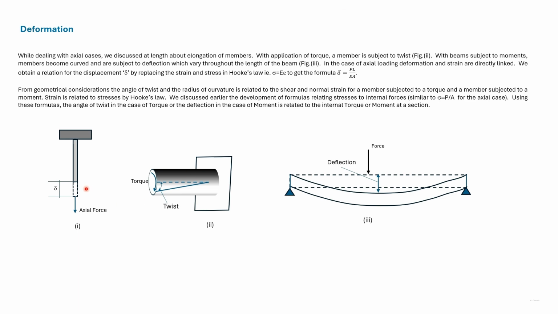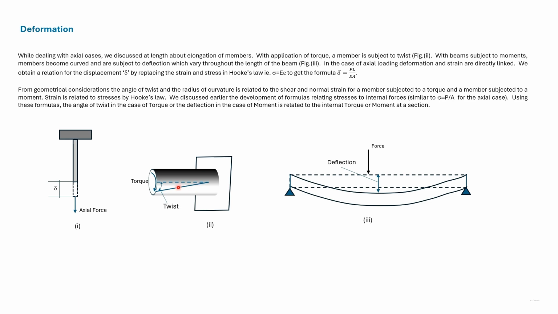Finding extension or reduction of a bar subjected to an axial force was a straightforward case. From Hooke's law, we had sigma is equal to E into epsilon, which we could convert to a force displacement relation, and we got delta, the extension or reduction, as equal to PL divided by EA.